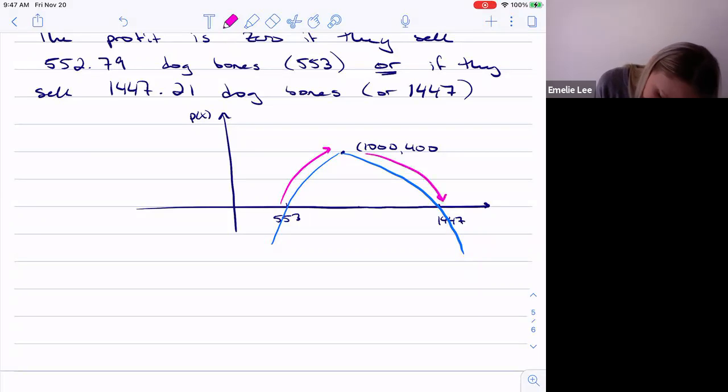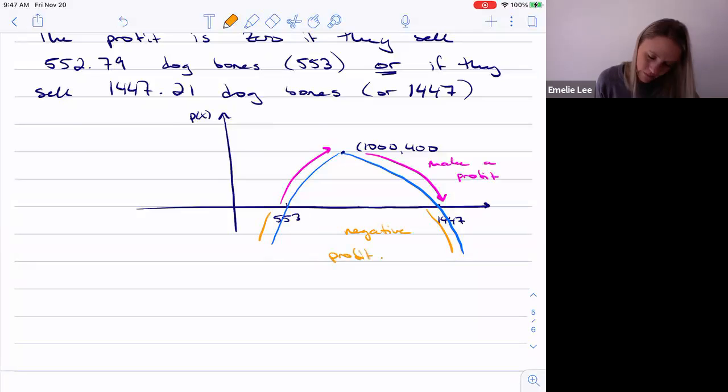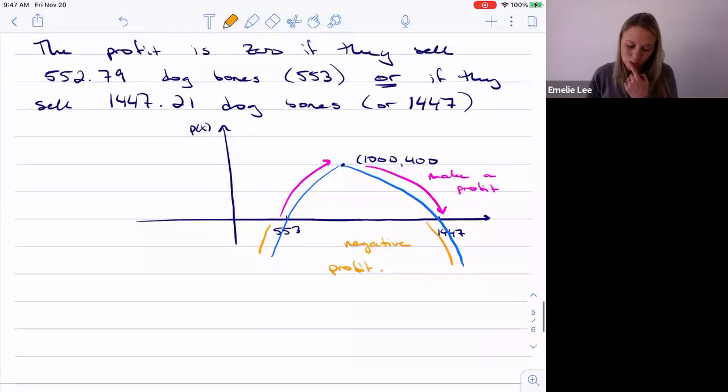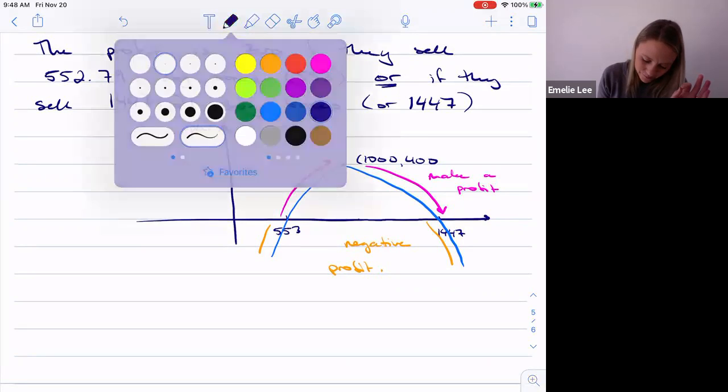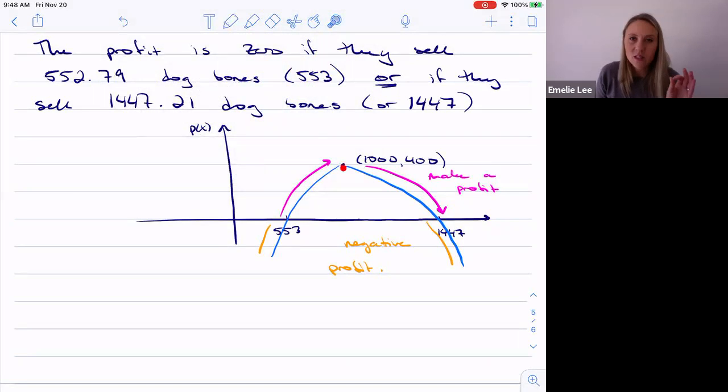So here in this region, we make a profit. And then here, you have negative profit. So you're losing money. So that's kind of a tricky problem, right? We think that if you just keep selling stuff, then you'll just make infinite profit, but that's not true, because the cost of producing this many, after some point exceeds the benefit. So it exceeds the profit. And so you want to find your maximized profit. And so you want to hit this sweet spot of 1,000 dog bones and you make a profit of 400.